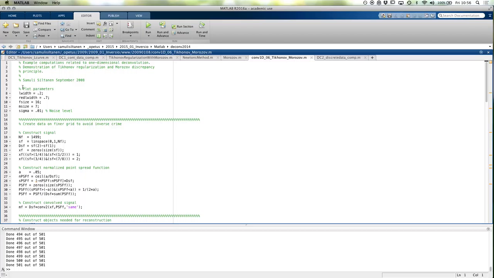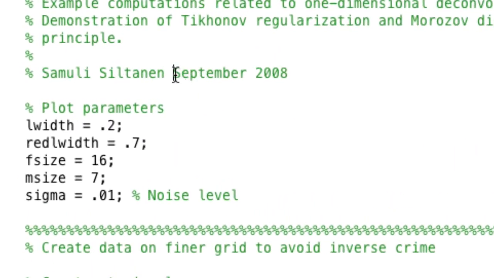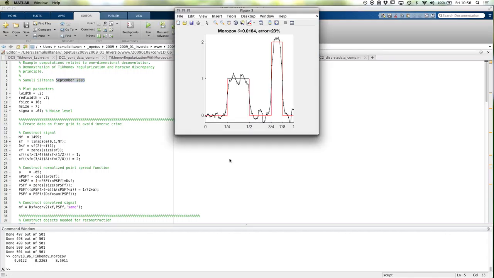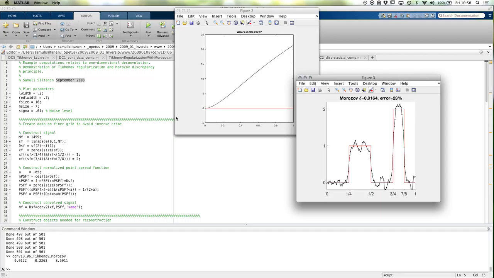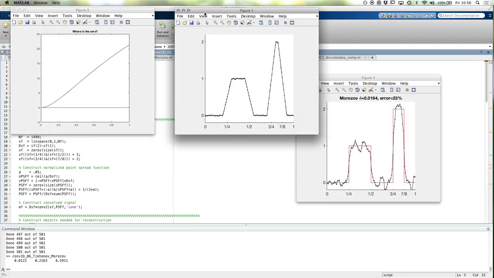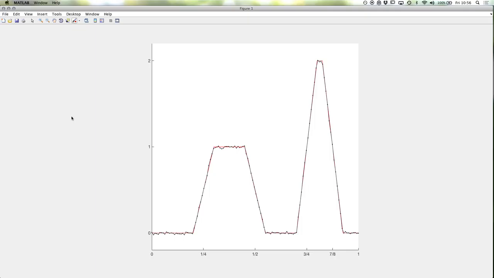This is an even older computation I picked up from almost 10 years ago. At that point, my material was not as developed as it is today. So I think this data is inverse crime? No, it's avoided. Okay, good. So no problems with inverse crime. So here is our data with some noise. The red would be the perfect data. The black one here is the data with noise.